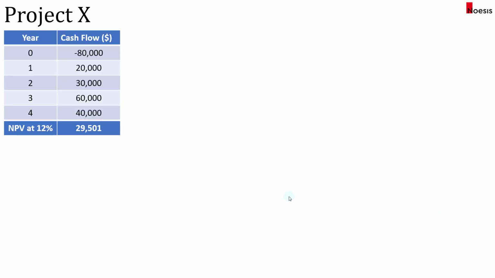Now, to illustrate this method, we'll look at one example, which is Project X here, with a 4 years life. Okay, and it generates cash flows throughout that 4 years. So it requires an initial investment of $80,000 at the beginning, followed by cash inflows of $20,000, $30,000, $60,000, and $40,000. Now, using a 12% discount rate, the NPV computed for this project is $29,501. Now, it's a positive NPV, okay, and in this case, it will be accepted in most cases.